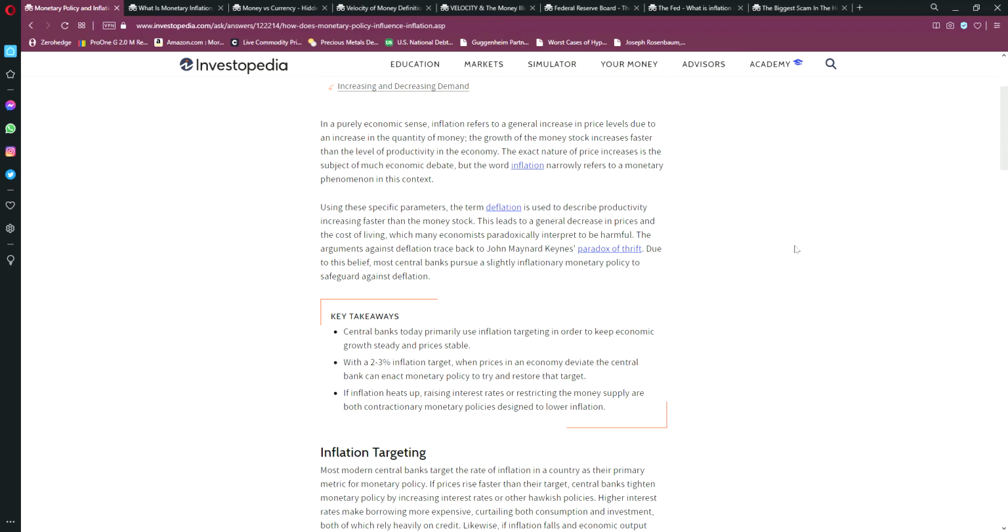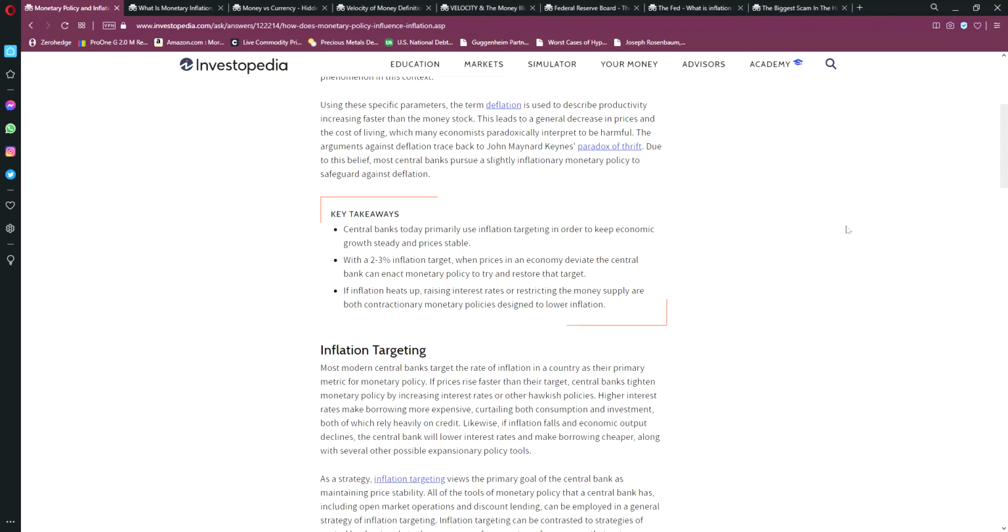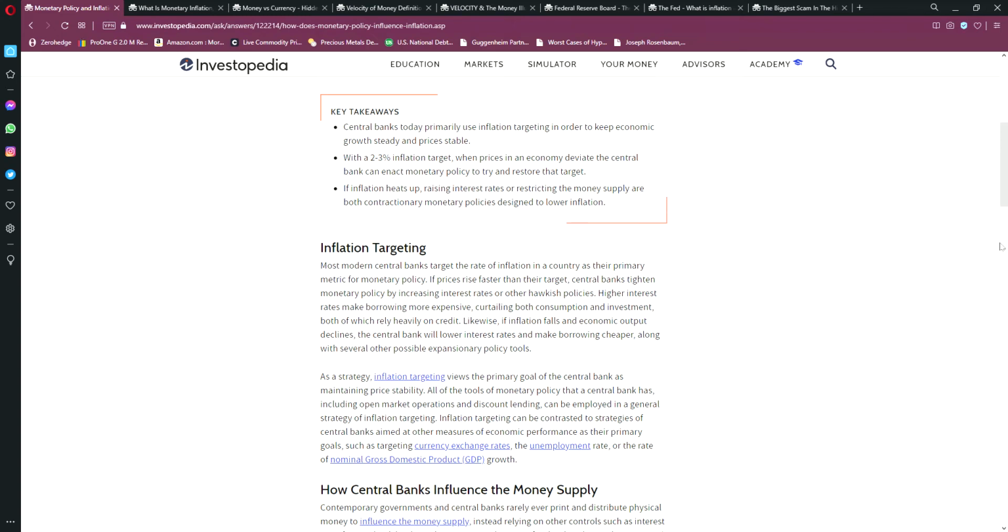In a purely economic sense, inflation refers to a general increase in price levels due to an increase in the quantity of money. The growth of the money stock increases faster than the level of productivity in the economy. The exact nature of price increases is the subject of much economic debate, but the word inflation narrowly refers to a monetary phenomenon in this context. Now down here, it talks about deflation, which we're not going to get into because we just want to keep this centered around inflation, and I will do a separate video on deflation. So here we go.